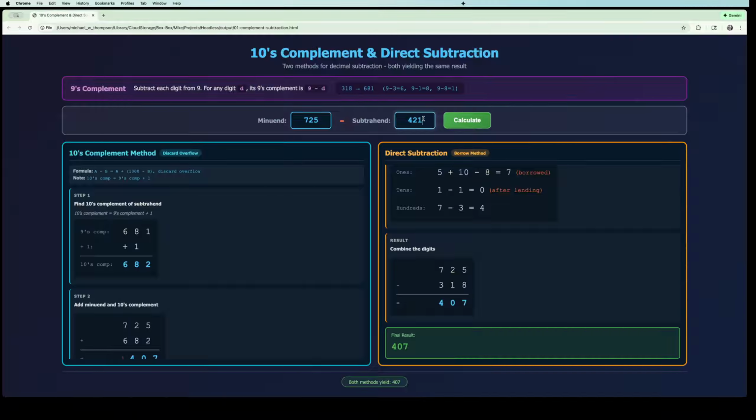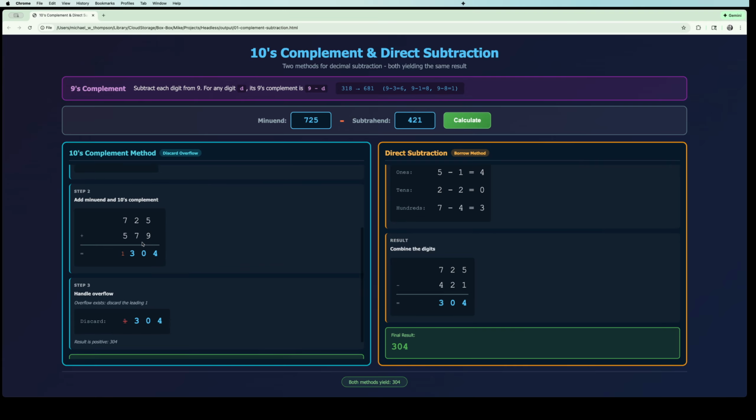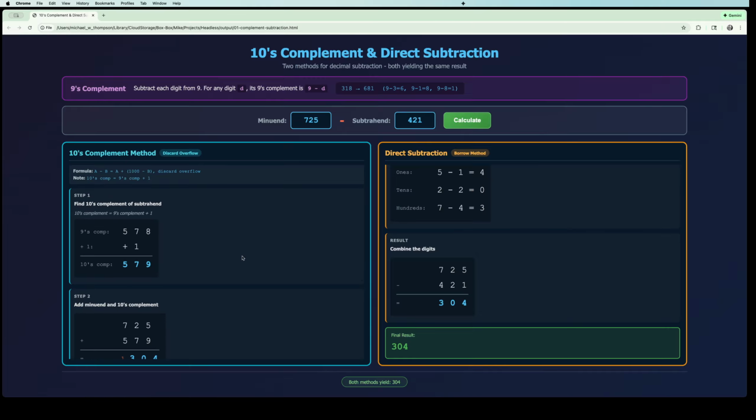421. What is the 9's complement? 9 minus 4, I've got to calculate. 9 minus 4 is 5. 9 minus 2 is 7. 9 minus 1 is 8. Then we add 1, we get 579. Add these numbers together. This is what you get. Discard the 1,000, you get 304. So you see, it's built into the process.